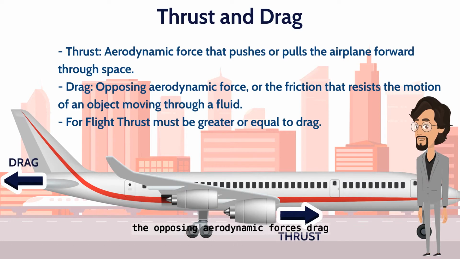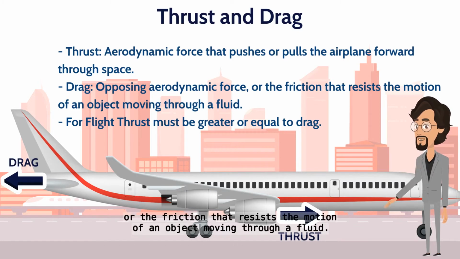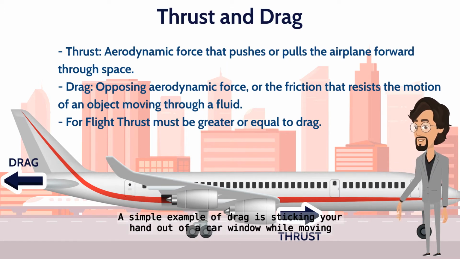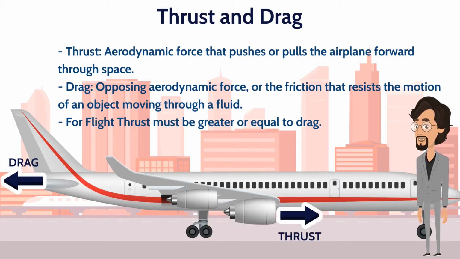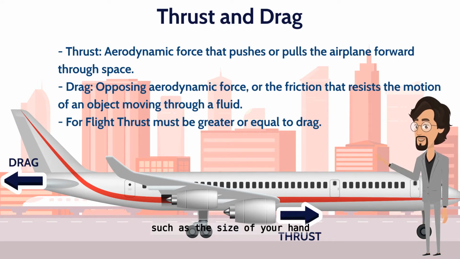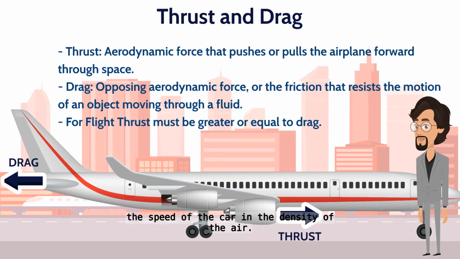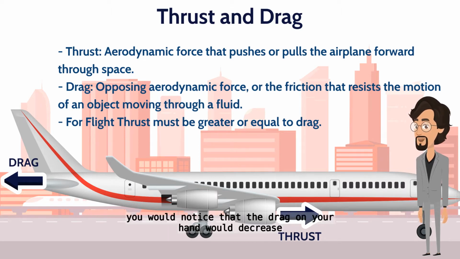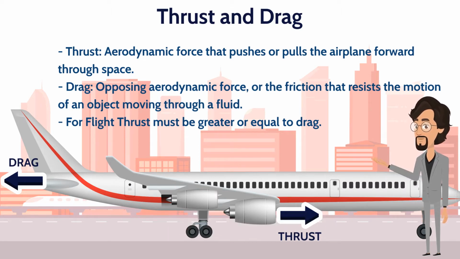The opposing aerodynamic force is drag, or the friction that resists the motion of an object moving through a fluid. A simple example of drag is sticking your hand out of a car window while moving. The amount of drag that your hand creates depends on a few factors, such as the size of your hand, the speed of the car and the density of the air. If you were to slow down, you would notice that the drag on your hand would decrease.